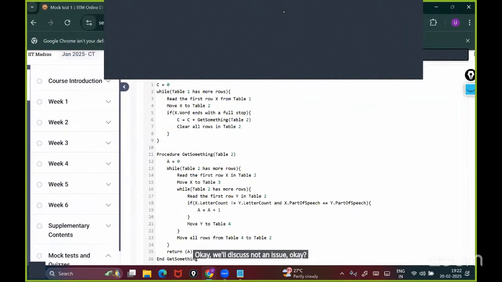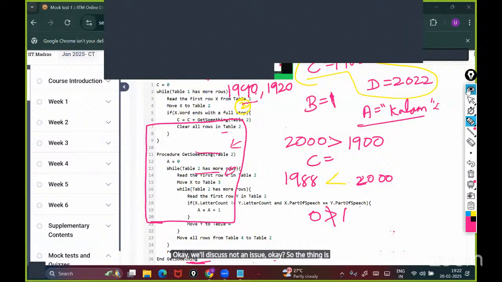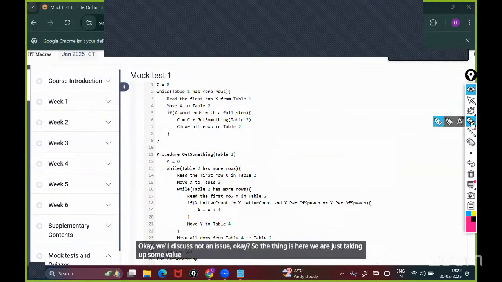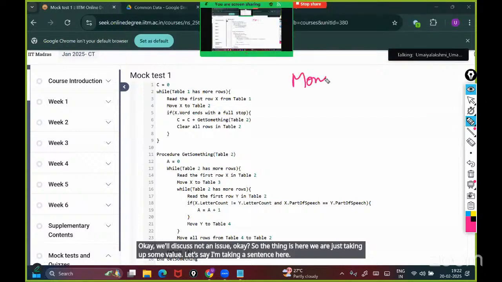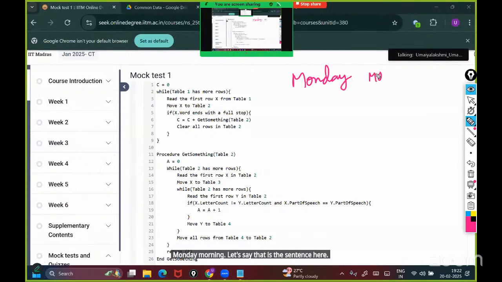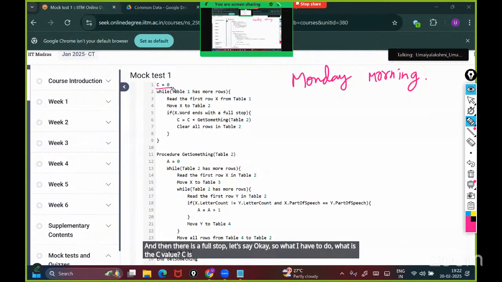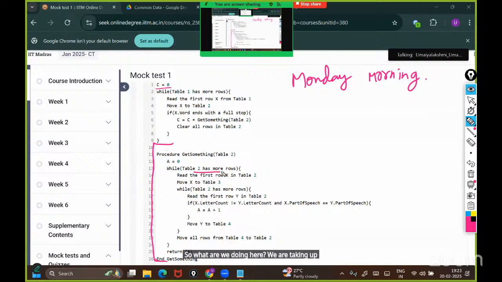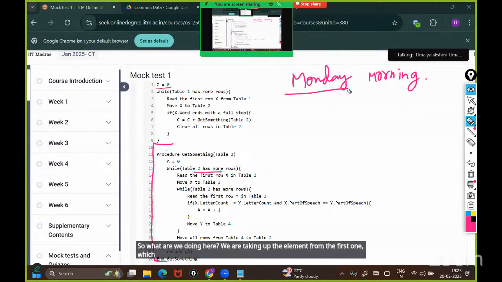So the thing is, here we are just taking up some value. Let's say I'm taking a sentence here: Monday morning, and then there is a full stop. What is the C value? C is initialized with 0, and C is equal to this get something procedure. What are we doing here? We are taking up the element from the first one, which means Monday is taken.